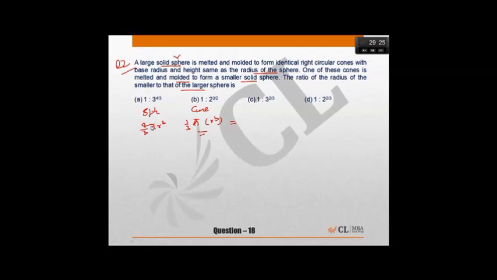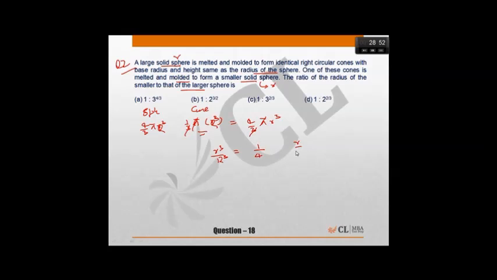So this is equal to, let me make my life easier, 4 by 3 pi R cube. And this is melted to become a smaller sphere. Let the radius of the smaller sphere be small r. This should be equal to 4 by 3 pi r cube. The ratio of the radius of the smaller to the larger sphere. So if we cancel out, pi goes out, 3 goes out. So r cube upon R cube equal to 1 by 4.